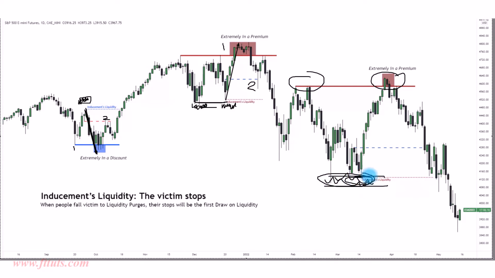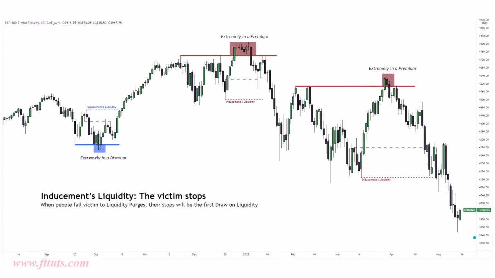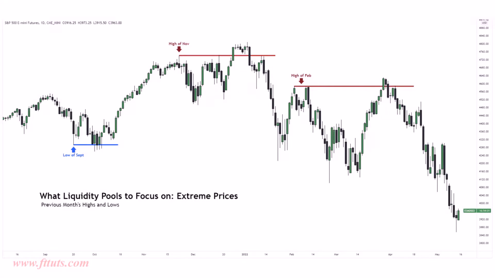Understand that although this might look like a big area of time, some people are really playing for the bigger picture. They're playing for 5-10 years ahead of the game and not just day trading. So what liquidity pools to focus on? Okay, we're talking about extreme prices here, and extreme prices are when price breaks out of a trading range.